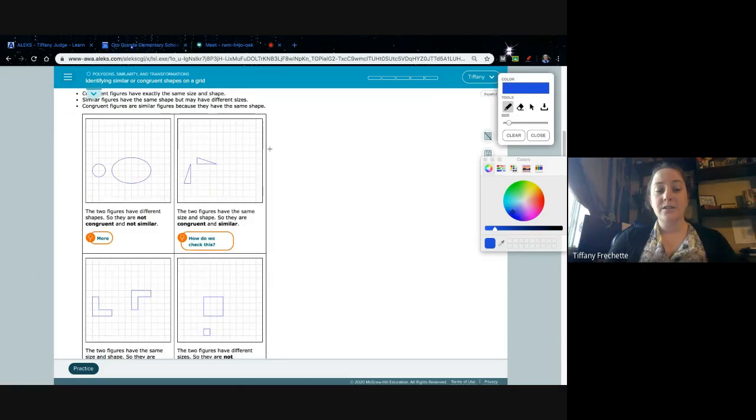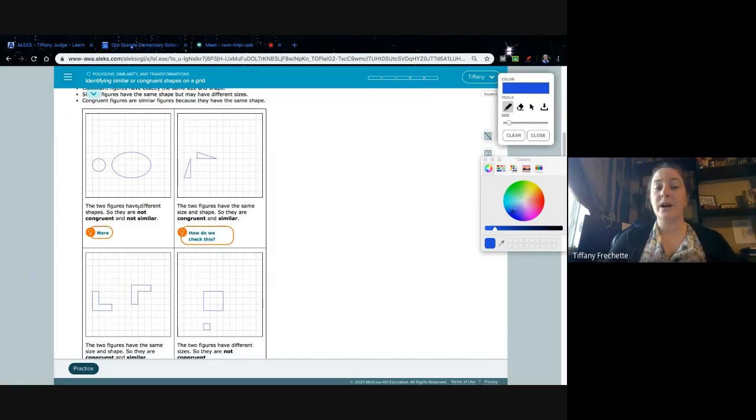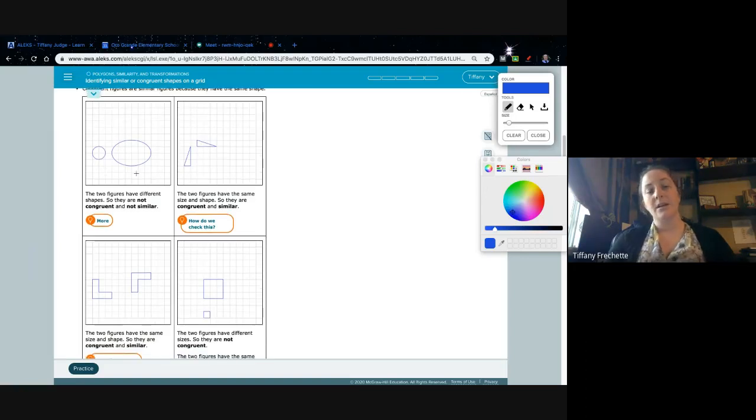So with this one, the two figures have different shapes, so they are not congruent and they are not similar. So in order to be congruent, remember, same size and shape. In order to be similar, they have to have the same shape. One's an oval, one's a circle. The two figures have the same size and shape.